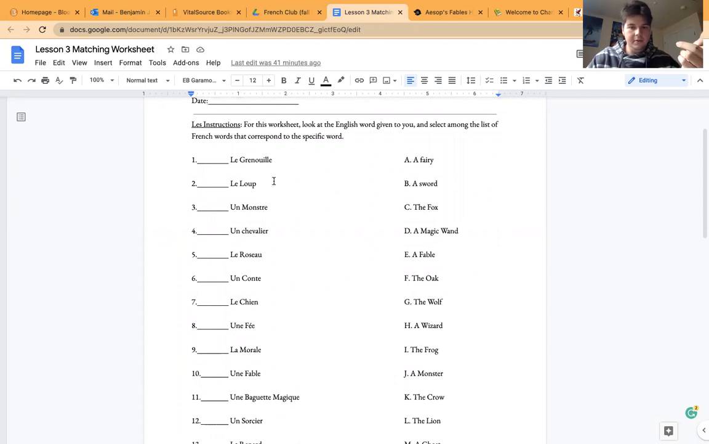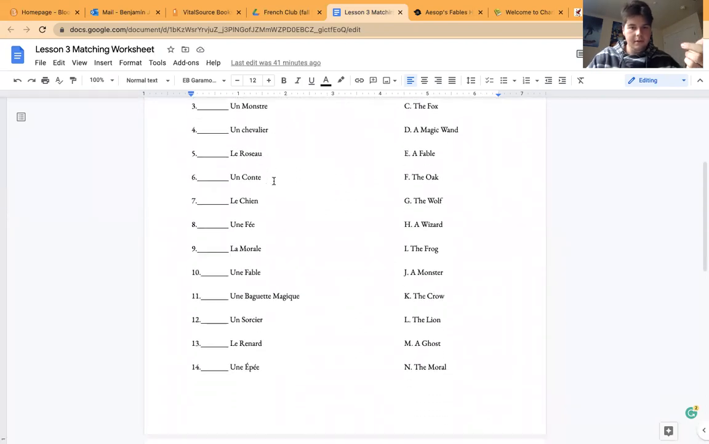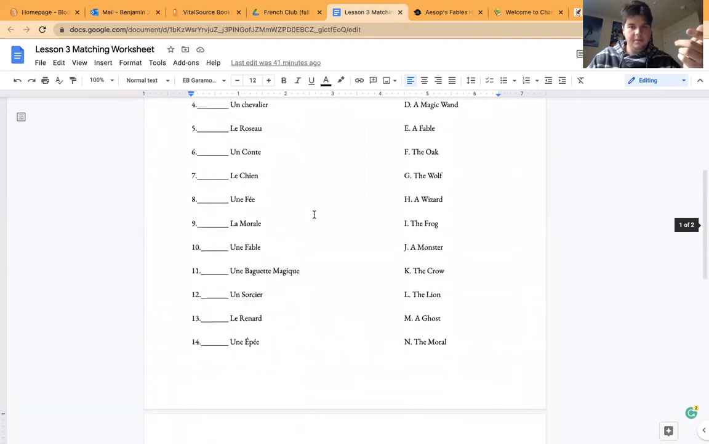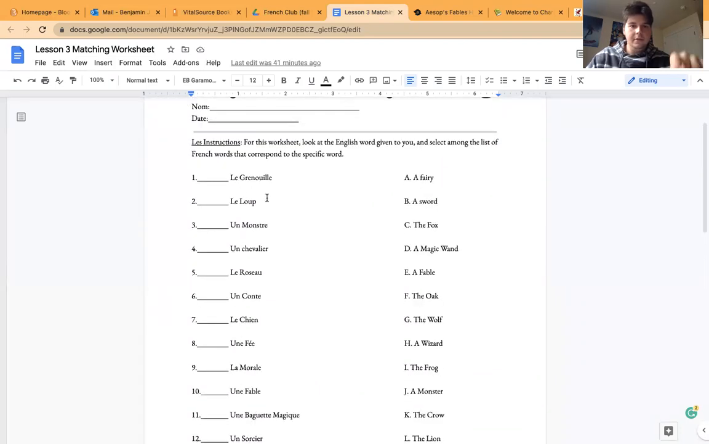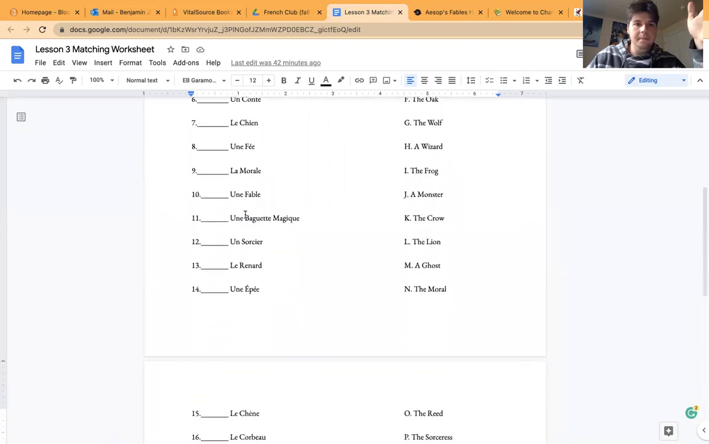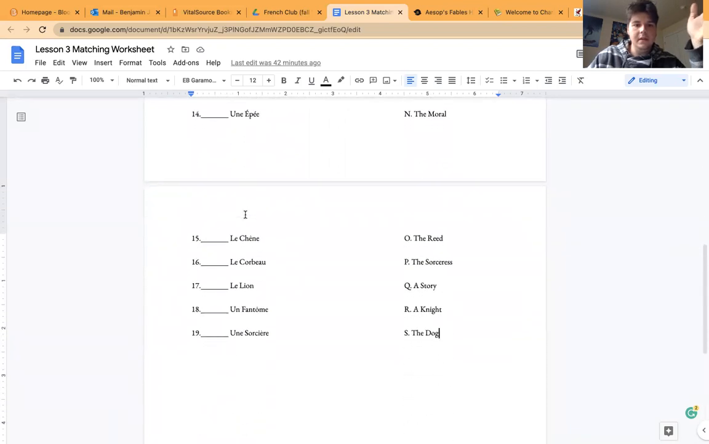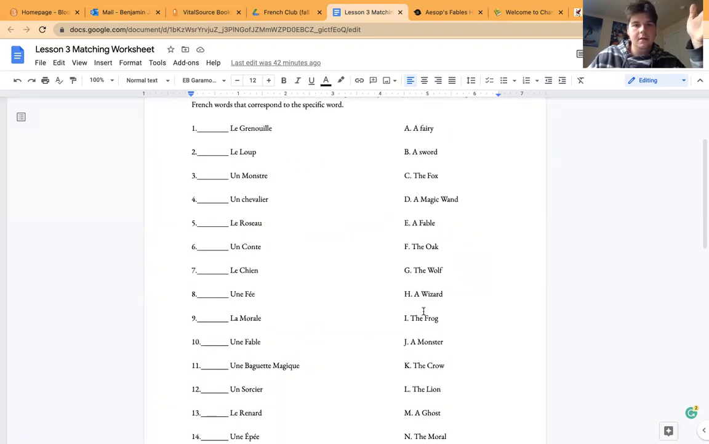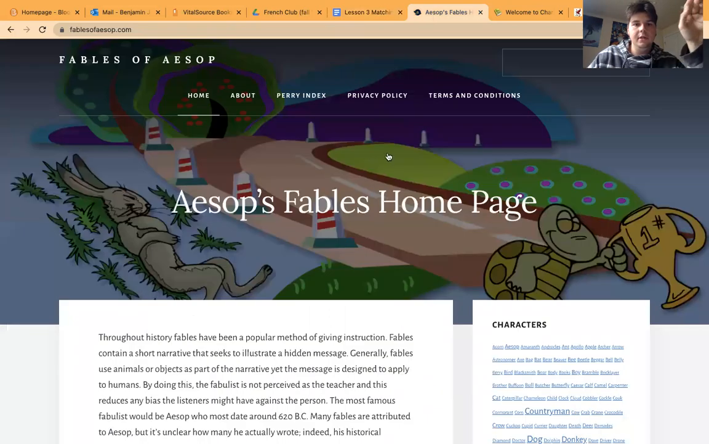Le grenouille. Le grenouille is, see if I can find it. It's in here somewhere. So one is I, and le grenouille is the frog. And you want to go through and do the rest of these. So there's 19 of them, which shouldn't be too bad. Yeah, so that's that. And I just wanted to show you the different sources and options that you have to look at these stories.